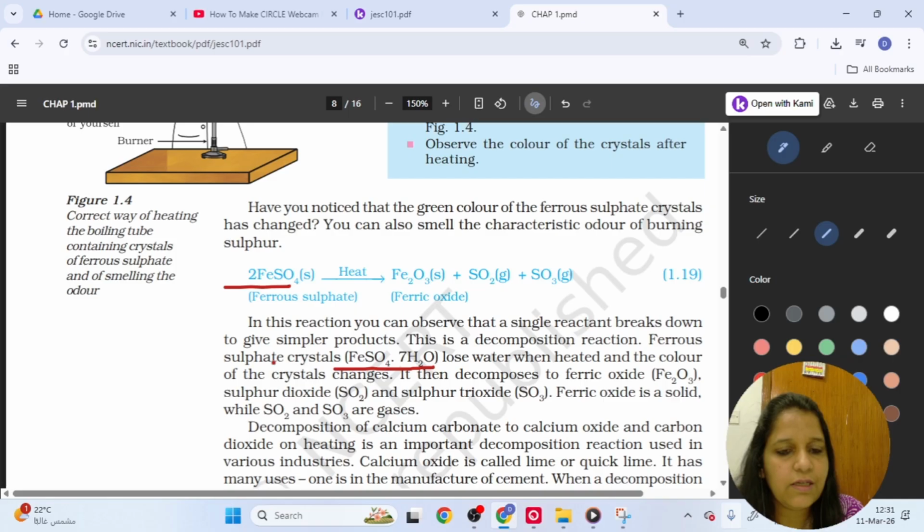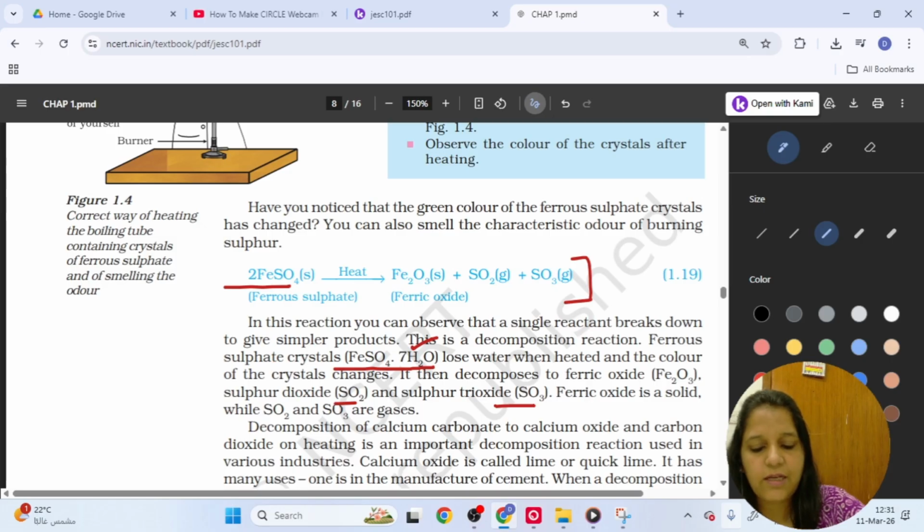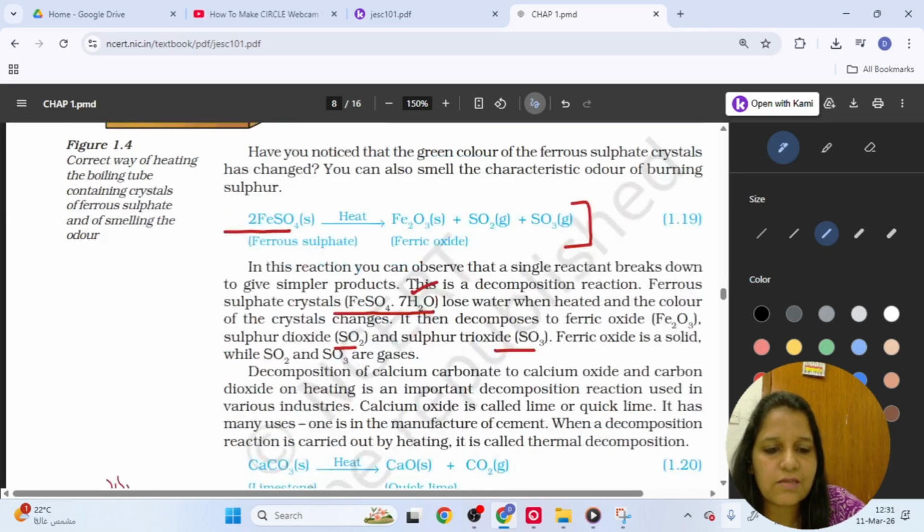So when you heat it, it loses its water of crystallization, and that is why the color changes from one to another. So ferrous sulfate, when heated, gets broken down into ferric oxide, sulfur dioxide, and sulfur trioxide. And these sulfur dioxide and sulfur trioxide gases are pungent smelling gases. So 2-3 things are there which you need to remember for this reaction. Firstly, the water of crystallization, then the color change, and then these pungent smelling gases.